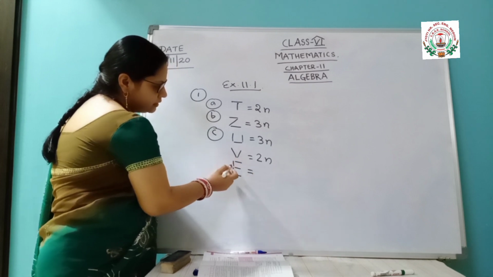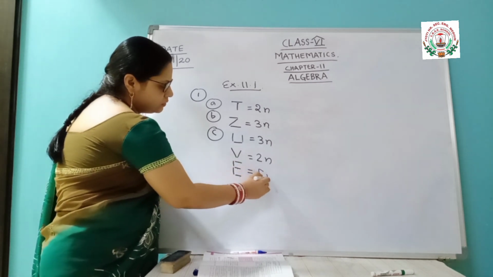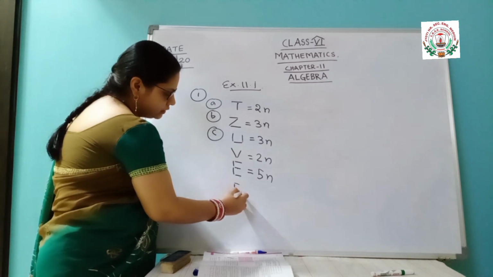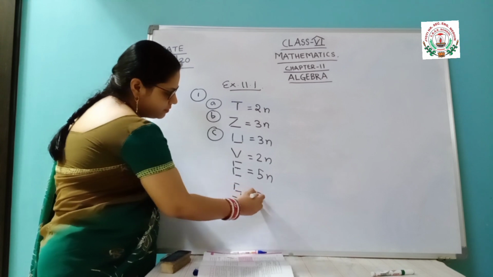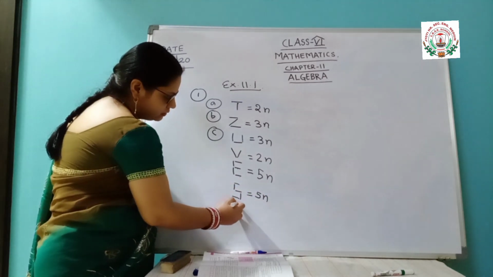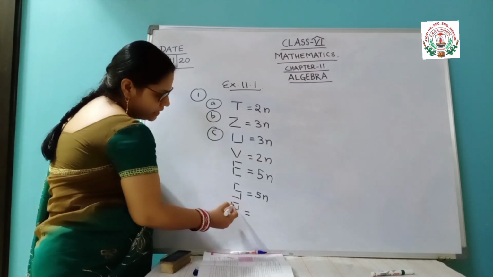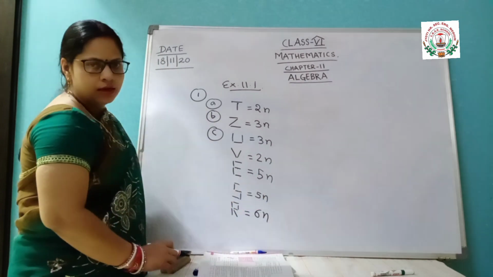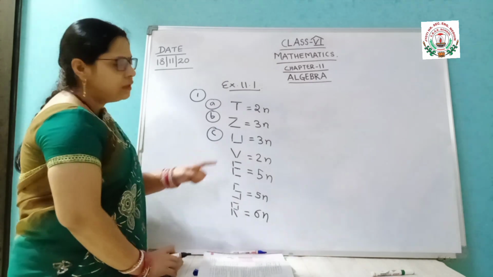Then E is given in this way. How many matchsticks are here? 1, 2, 3, 4, 5. 5 matchsticks are used, 5n. Then S is made in this way. How many matchsticks? 5 matchsticks, so 5n. Then R is made in this way. How many matchsticks? 4, 5, 6. 6 matchsticks, so 6n. So this is how we write the pattern using the variable.